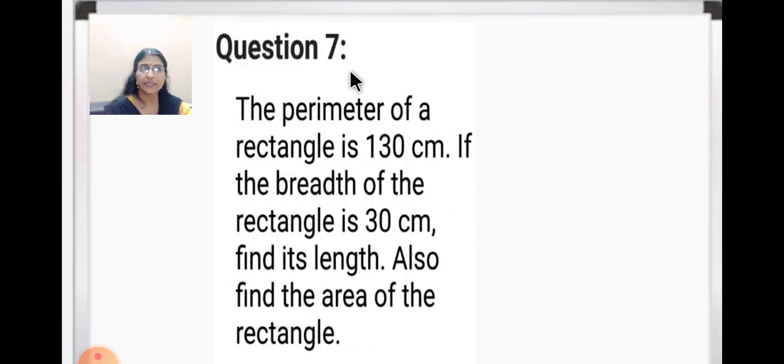Now we'll go to question number 7. The perimeter of a rectangle is 130 centimeter. This question was given as homework. Again, I am doing it here, so you can check whether you have done it properly or correctly, all the steps you check. The perimeter of a rectangle is 130 centimeter, if the breadth of the rectangle is 30 centimeter. So breadth is given, you have to find out the length. Also find out the area of the rectangle. First we'll find out the length and then we'll find out the area of the rectangle.